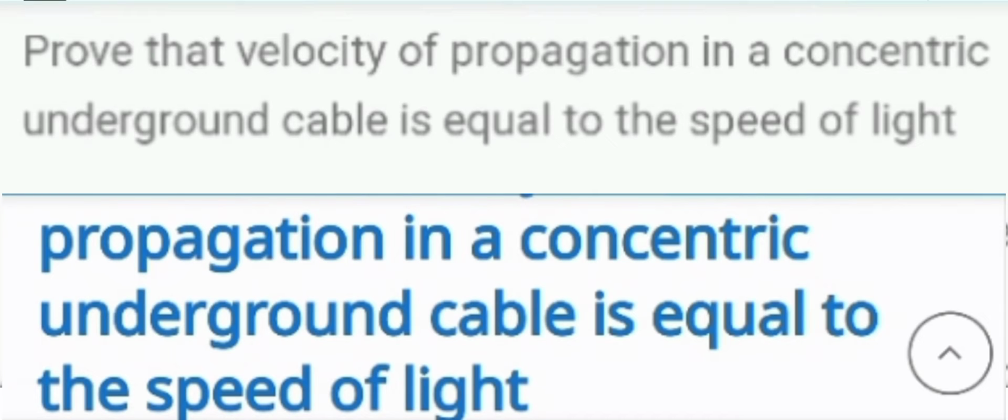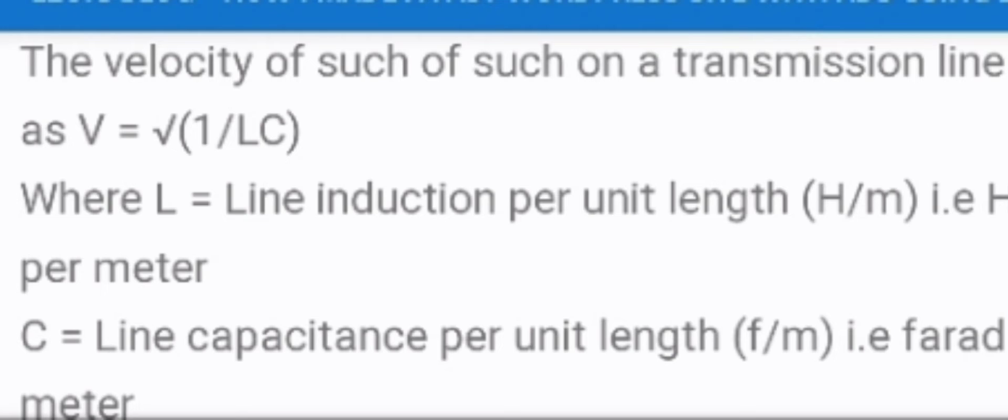Prove that velocity of propagation in a concentric underground cable is equal to the speed of light. This I will solve. First of all, the velocity of such on a transmission line is given as V equals the root of 1 over LC, where L is the line inductance, and C is the line capacitance per unit length.